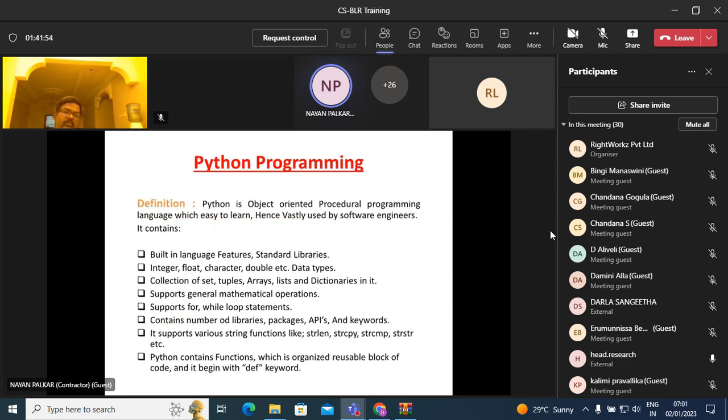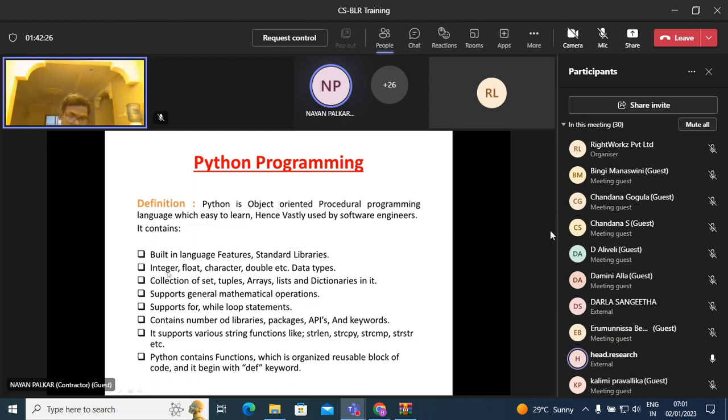The next topic is Python programming and the concepts of Python programming. The definition of Python programming is that Python is an object-oriented and procedural programming language which is easy to learn, hence vastly used by software engineers. It contains a number of applications, like built-in language features, and it contains standard libraries.